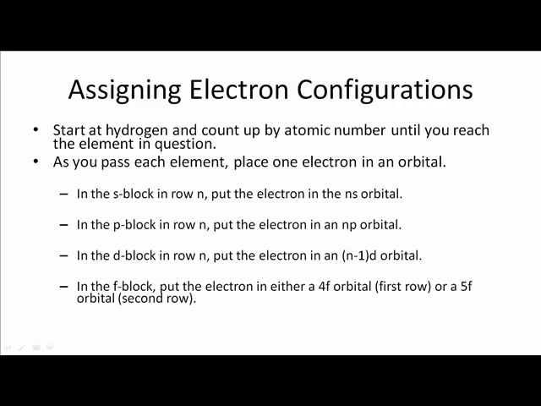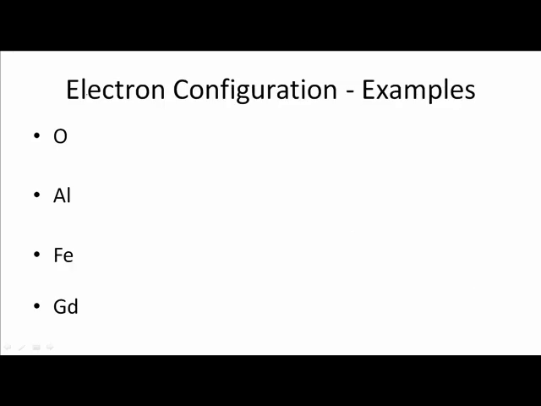All right. So you use the periodic table, start at hydrogen, count up by atomic number, and just put electrons into place. So for example, oxygen. If I start at hydrogen, I'm putting an electron in 1s, go to helium, that's another electron in 1s. The way I write that is I say 1s2. Don't say 1s squared, because your college professor will make fun of you if you say that. You say 1s2.